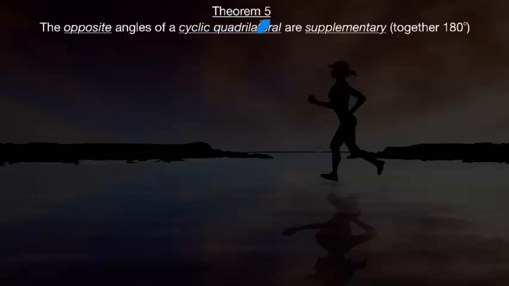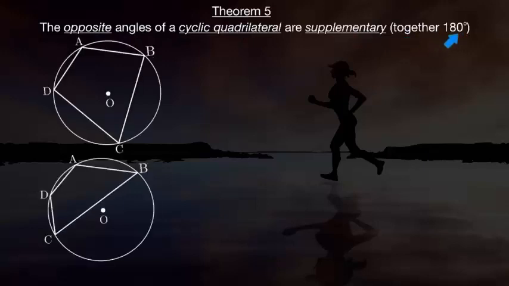Today we're going to have a look at Theorem 5, and Theorem 5 teaches us that the opposite angles of a cyclic quadrilateral are supplementary. In other words, the opposite angles together will give us 180 degrees.